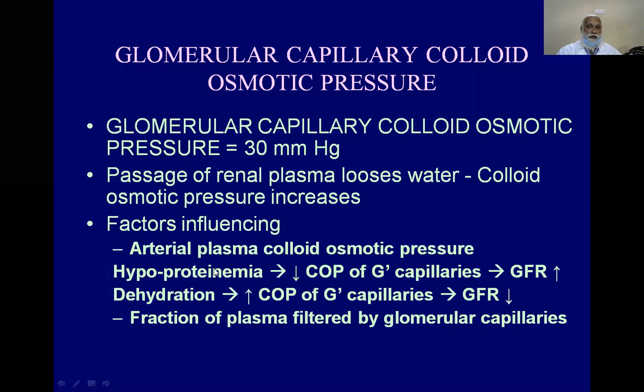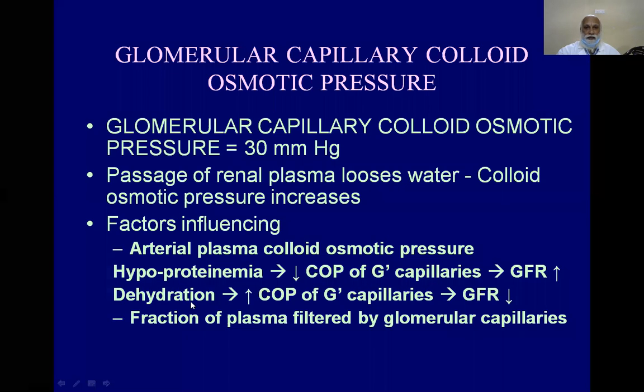Hypoproteinemia. Because of malnutrition, the plasma protein levels may be less. That makes hypoproteinemia. So colloid osmotic pressure is falling, and if colloid osmotic pressure is less, the retaining power of the capillaries to retain the water, retain the fluid, is also decreased. If it cannot retain, then it loses. So GFR is increased.